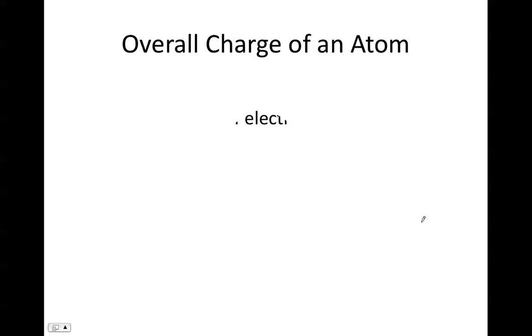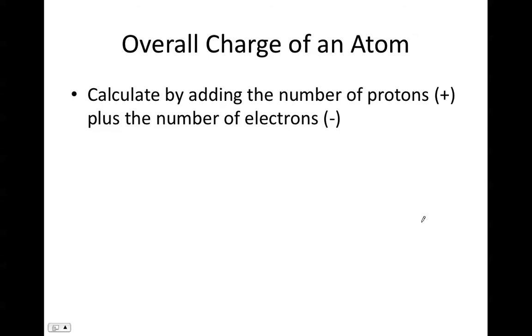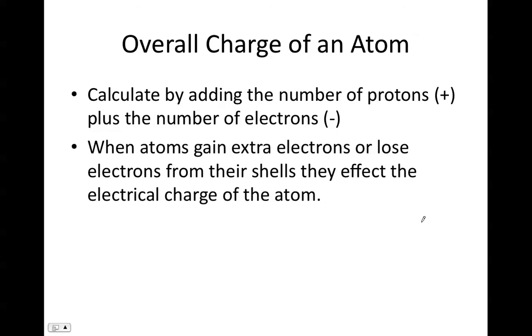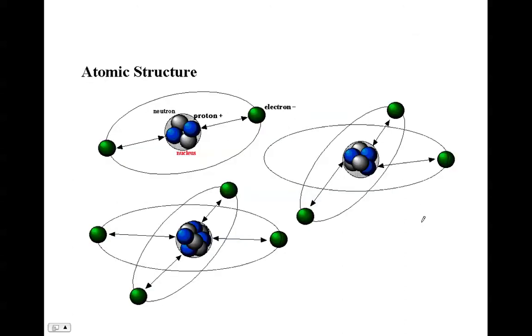How do we calculate the overall charge of an atom? Well, it's pretty simple. You count up the number of protons in the nucleus, and that's the number of positive charges you have. And then you add the number of electrons in the electron cloud, and that's the amount of negative charges they have. If there's an imbalance, it's a charged particle, meaning it's either going to have a positive or a negative charge. So when an atom gains extra electrons or loses electrons from the outer shell, they affect the electrical charge of that atom.